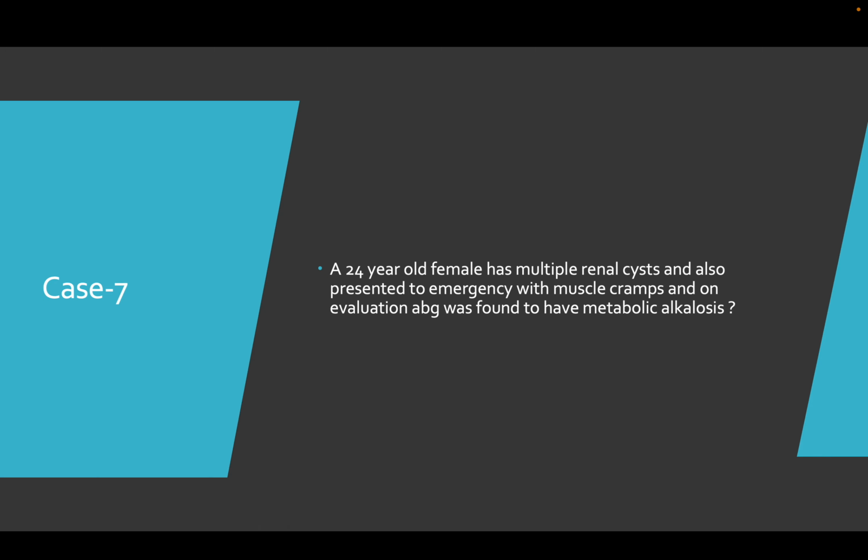Otherwise, thiazide diuretics are also a possibility, but they didn't mention anything about diuretic history. If there is a diuretic history, then we can think of thiazide diuretics or any diuretic as a cause. So coming to the discussion of diuretics, we should always remember that thiazide diuretics are more potent than loop diuretics in causing hypokalemia. So why is that the mechanism? You read about it and let me know why loop diuretics don't cause significant electrolyte disturbances, whereas thiazide diuretics are more potent in causing hypokalemia.